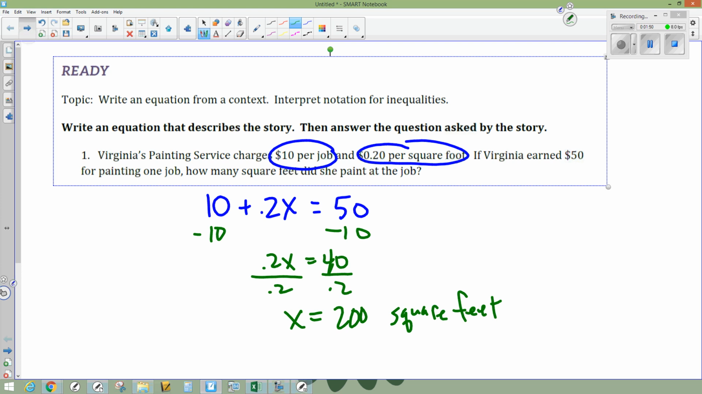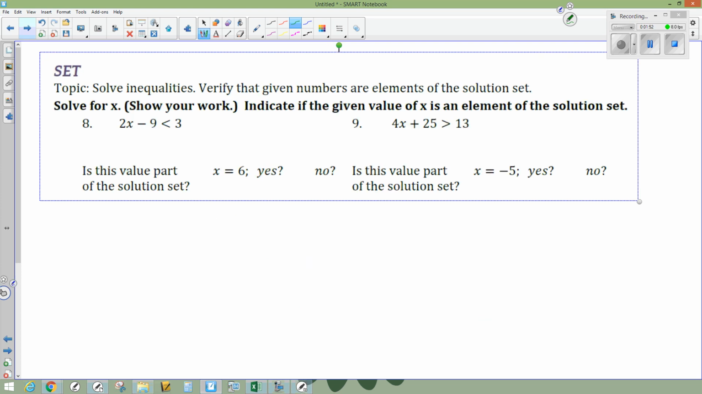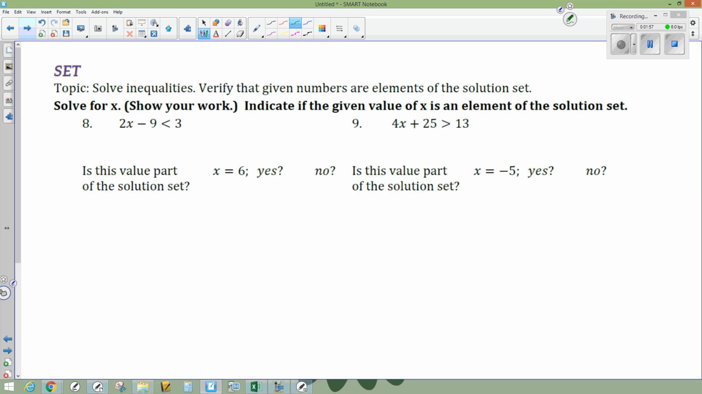Okay, let's look at our next section, the Set here. In this set it says solve inequalities, verify that given numbers are elements of the solution set. So we want to solve for x, show your work, and indicate if the given value of x is an element of the solution set. To solve for x, in most of these cases, they will almost surely follow the same steps that we followed for equations.